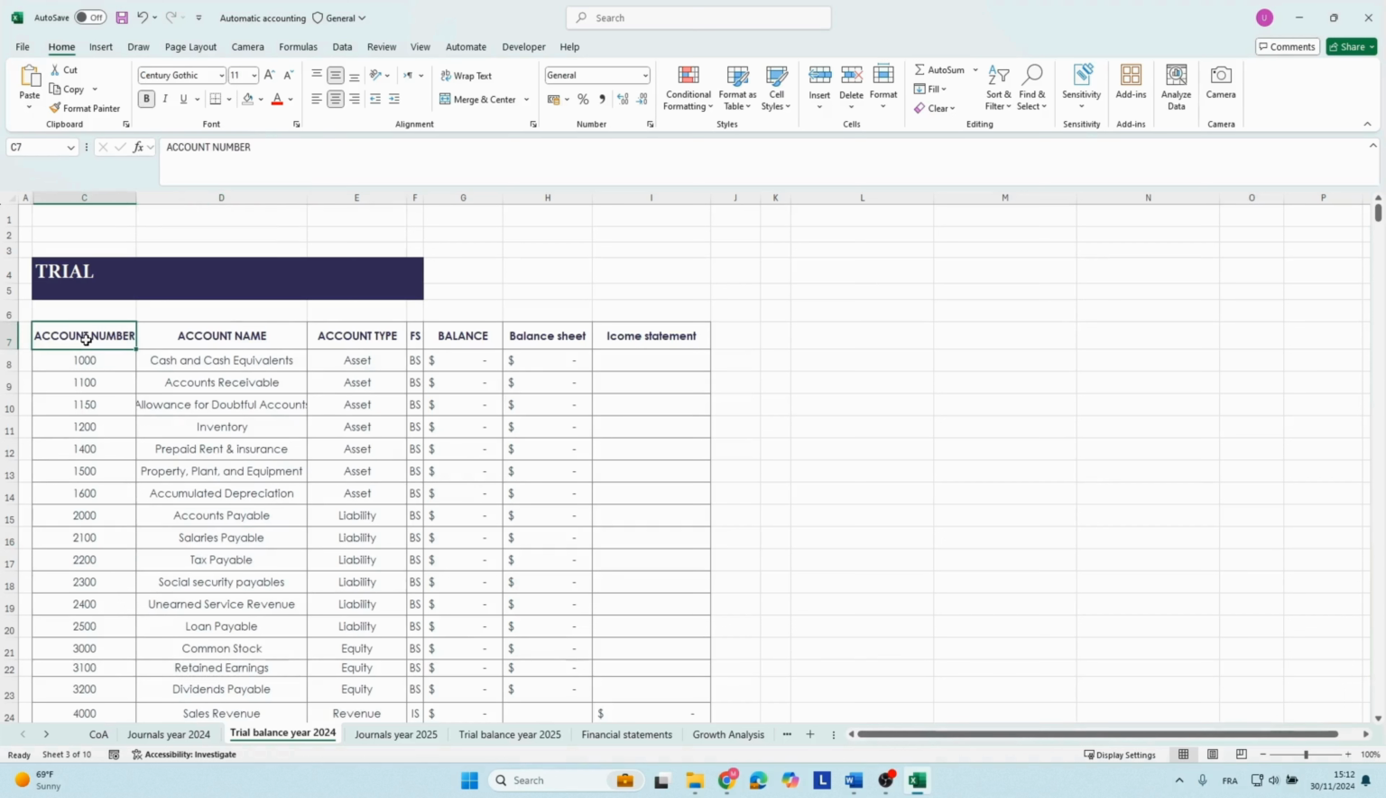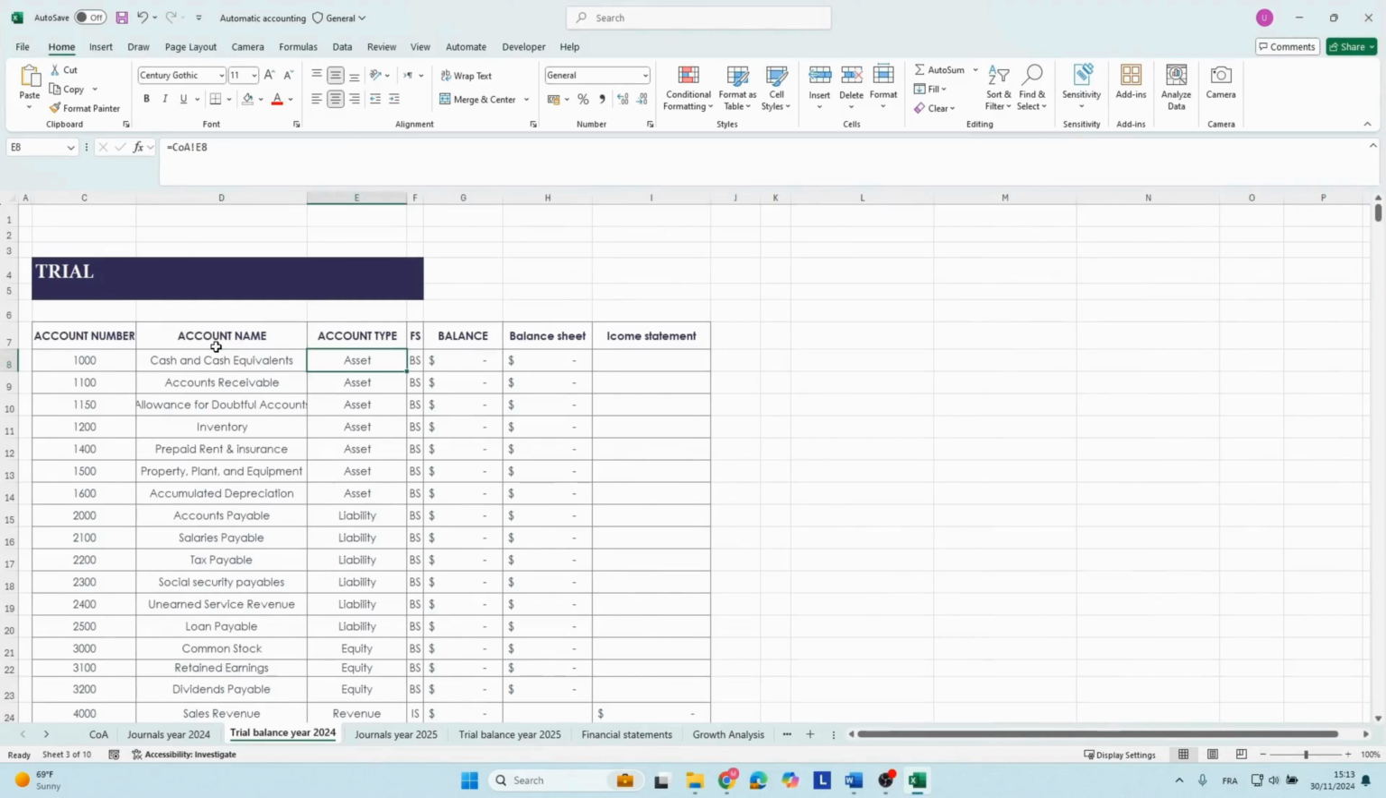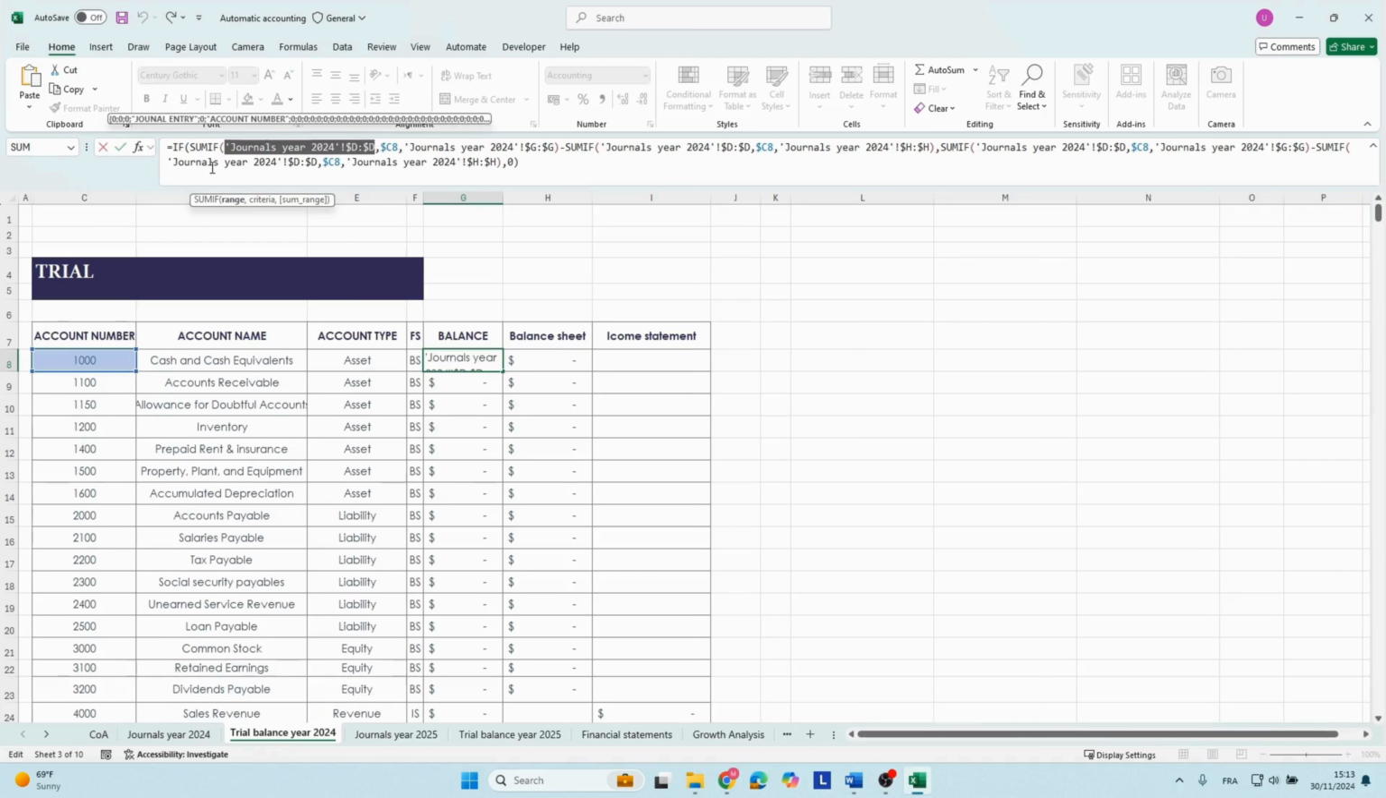So the trial balance is a summary for different accounts, all the accounts that we have in the chart of account. As you can see, this is linked to the chart of account sheet and the account type, the same thing. And for the financial statement balance sheet, the same thing. Then we have the balance. The balance uses the SUMIF formula. So we get the data from the journal entries. So all the transactions that are booked in the journals will be automatically shown in the trial balance.